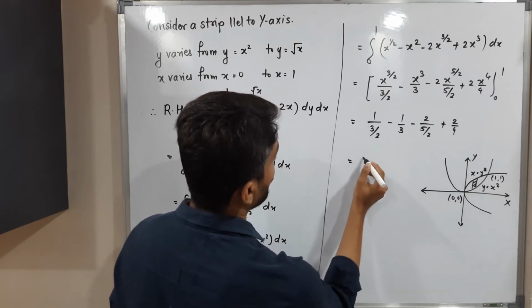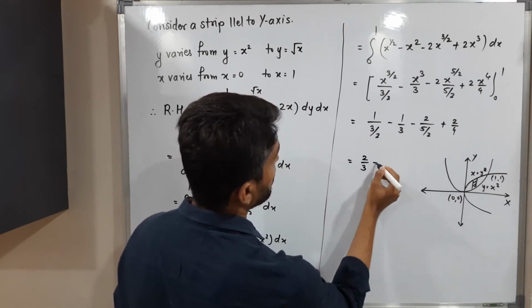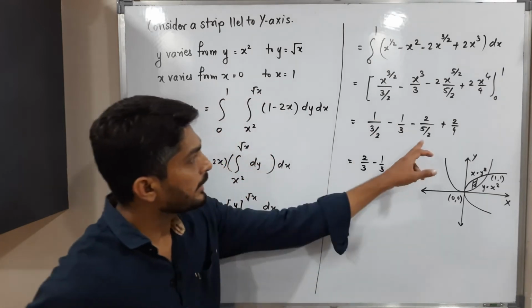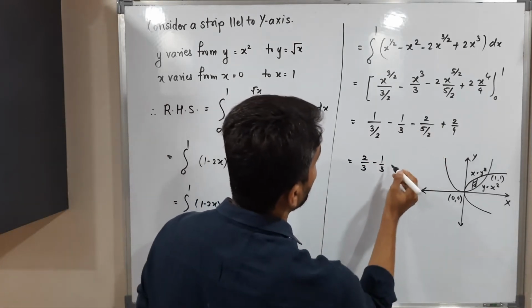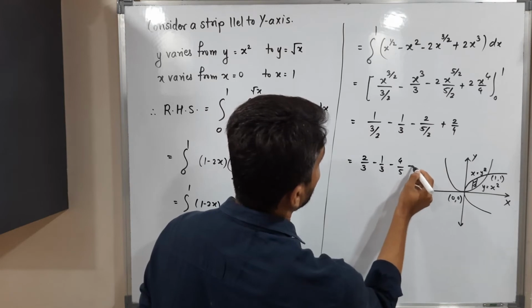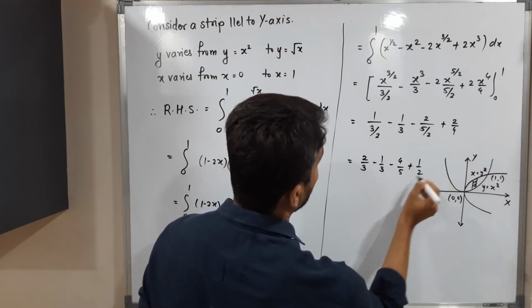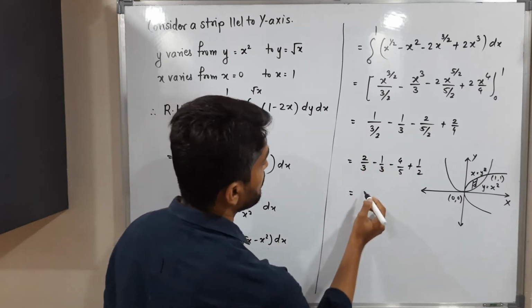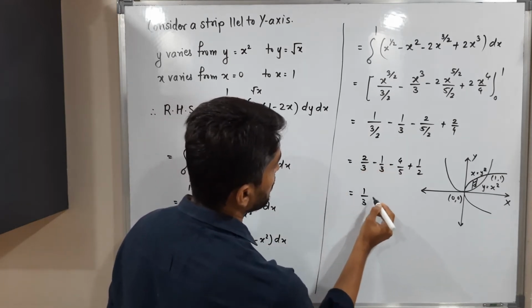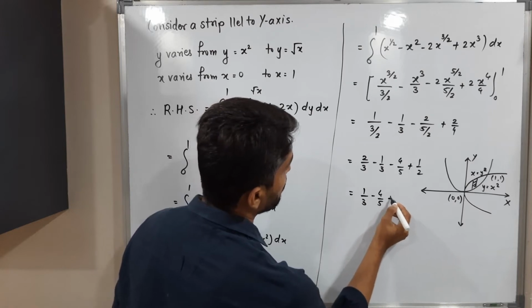So 2 in the denominator of the denominator will go to numerator, minus 1 by 3. That 2 is also in the denominator of the denominator, will go to numerator. So 2 into 2, 4, minus 4 by 5, plus 2 cancel, so it's 1 by 2. Both of them have the same denominator, so you can simply subtract numerators. 2 minus 1, 1 by 3 minus 4 by 5 plus 1 by 2.